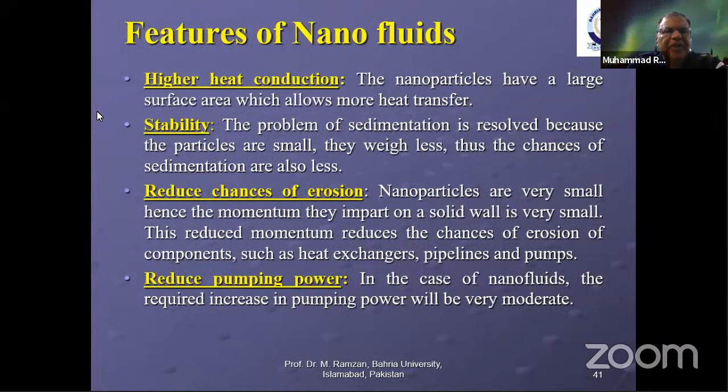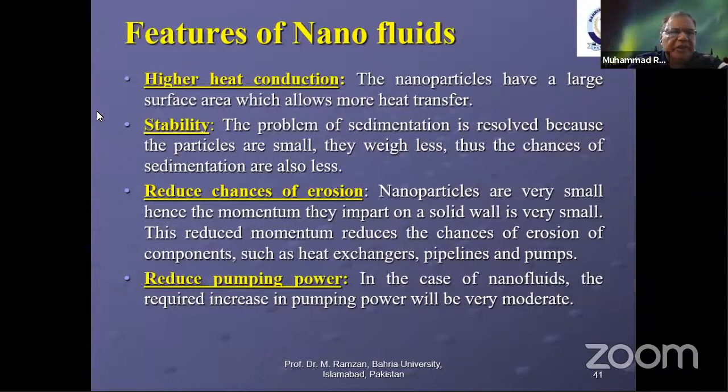Now, if we talk about the characteristics that the nanofluid possesses, they have high heat conduction, stability, reduced chance of erosion, and reduced pumping power. In case of high conduction, the nanoparticles have a large surface area which allows more heat transfer. The problem of sedimentation is resolved because the particles are small, they weigh less, thus the chances of sedimentation are also less.